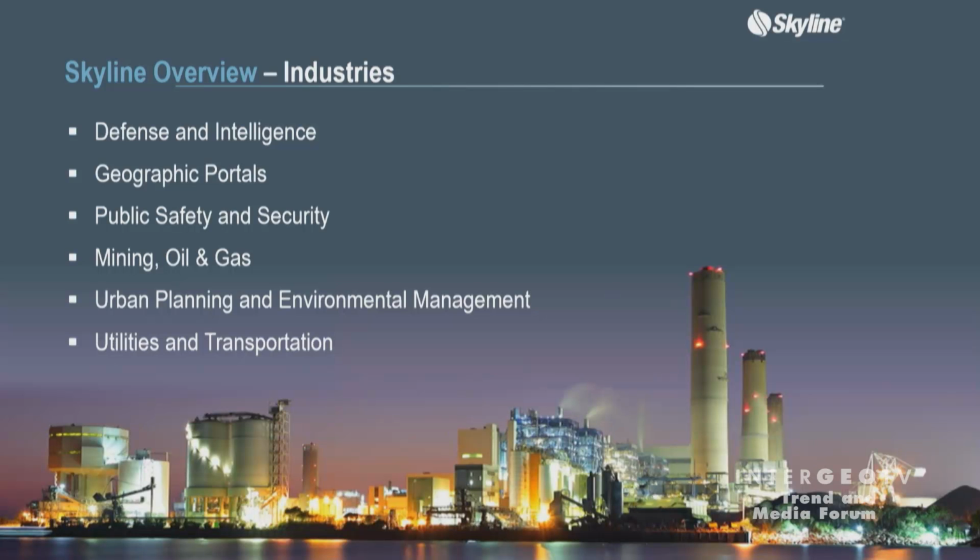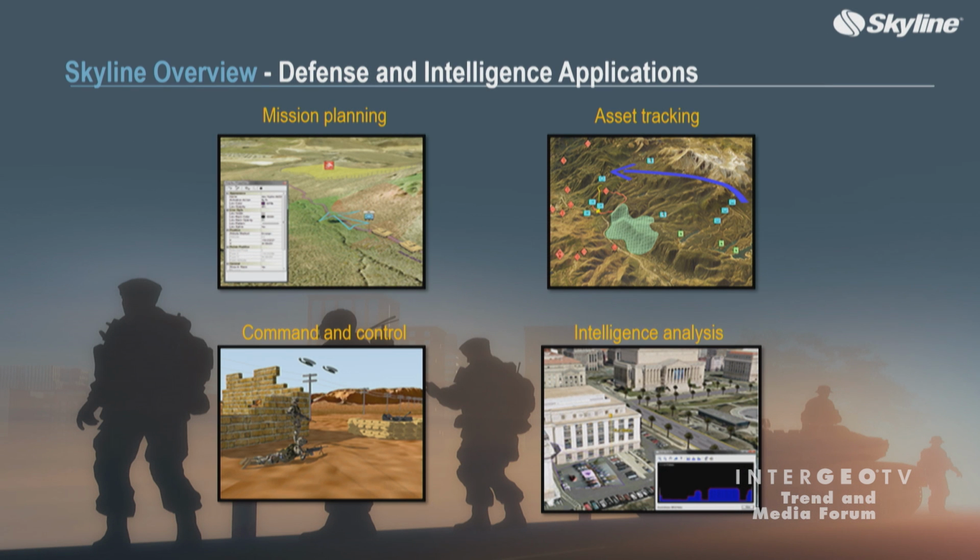Talking about some of the applications, and these are the industries that Skyline is involved in today, which includes defense and intelligence, geographic portals, which goes to another extreme, public safety and security, mining, oil and gas, and so on. And inside of these industries, we have a multitude of different types of applications. So, for example, in defense, this is being utilized for mission planning, asset tracking, command and control, and many other types of applications.